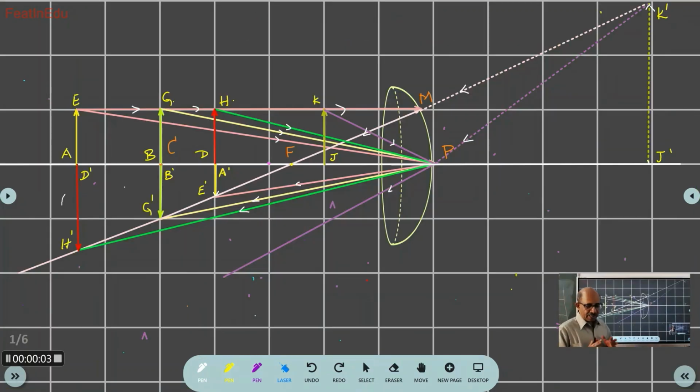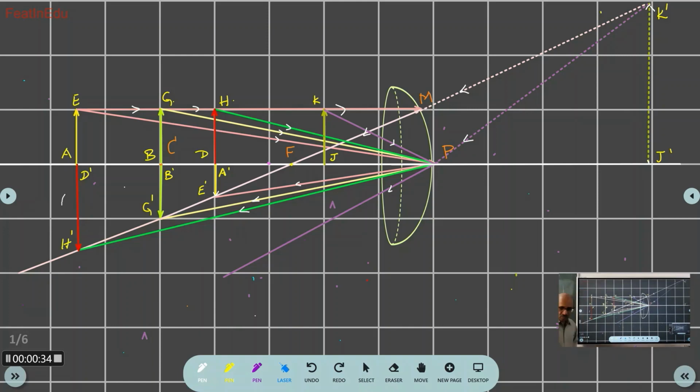Students, in the last class we have understood the concave mirror and the formation of image when the object is placed beyond the center of curvature C, between F and C, at F, between F and P, and so on and so forth. Now what you are seeing on the board right now is a consolidated diagram. Let me explain to all of you.